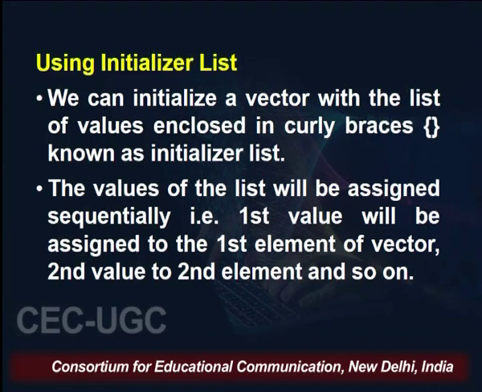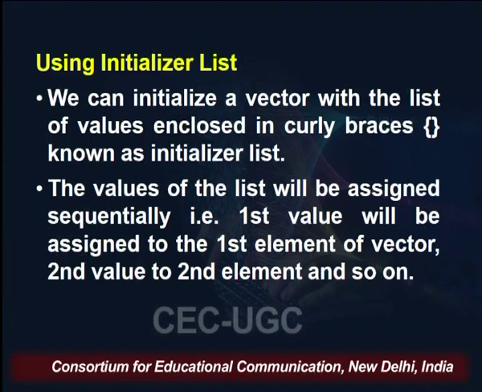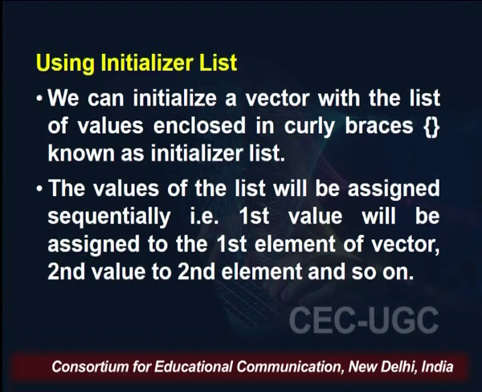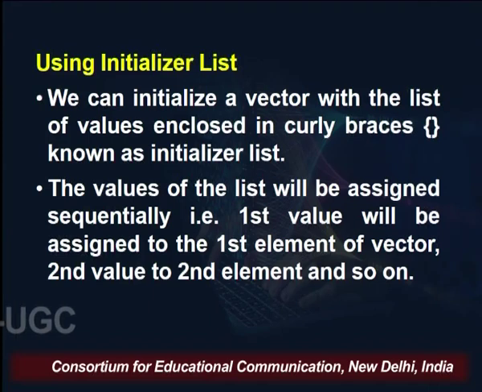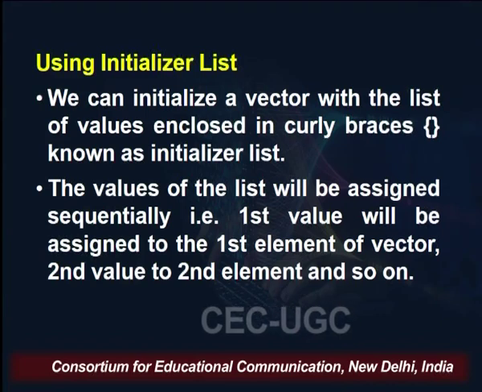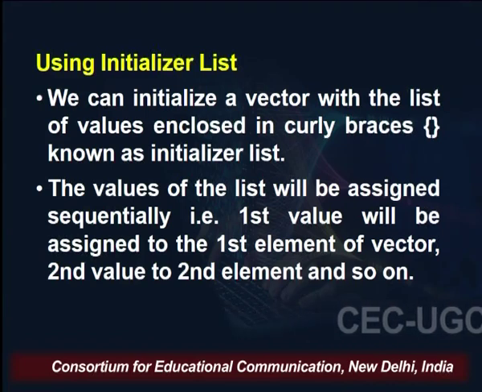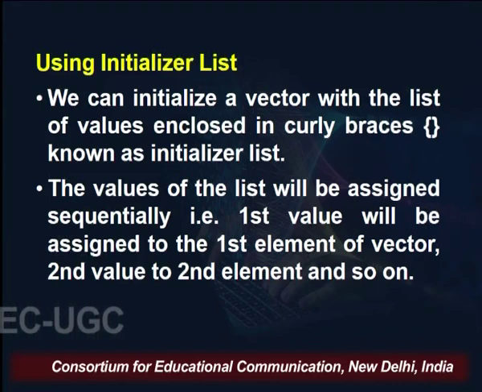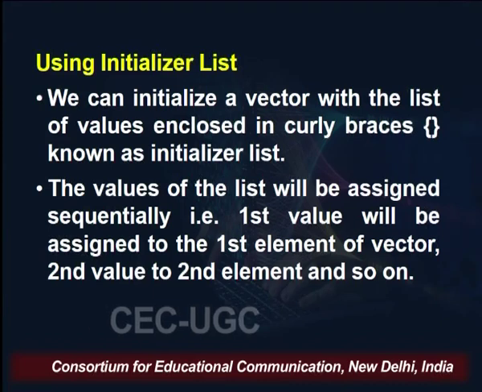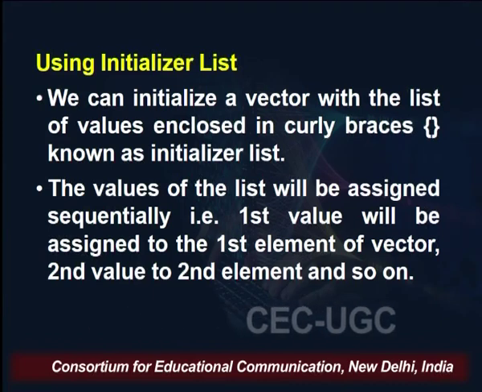If we look into initializer list more closely, the values of the list will be assigned sequentially. First value will be assigned to the first element of the vector, second value will be assigned to the second element, and so on and so forth. And the initializer list, obviously, we are going to enclose within curly brackets.